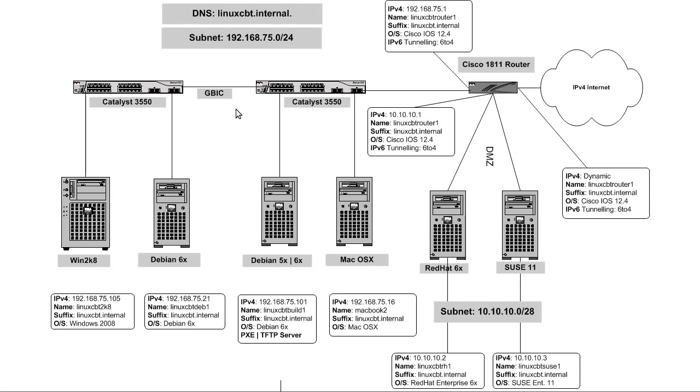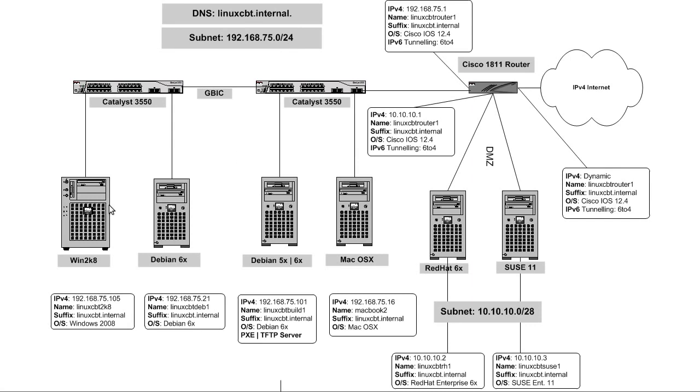Now, from a layer 2 perspective, we have 2 switches. These are the Catalyst 3550 switches that are interconnected with a GBIC. They service a number of VLANs, but the basic internal VLAN, which is VLAN number 1, is the 192.168.75.0/24 layer 3 internal network.